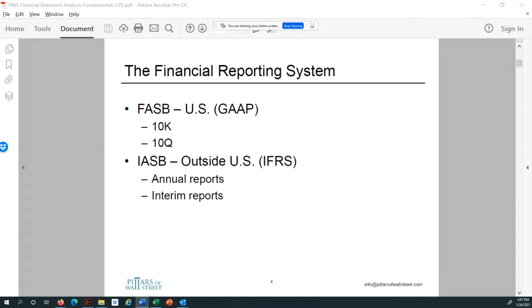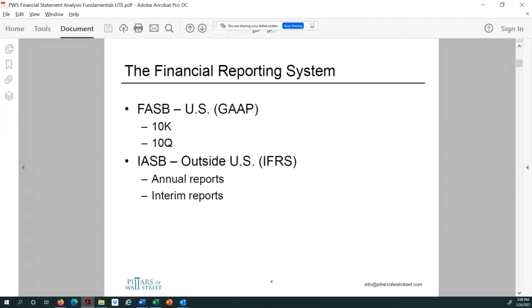Now, internationally, we have something called IASB, right? Similar to FASB, except the I is international. So IASB stands for International Accounting Standards Board, just like FASB is Financial Accounting Standards Board. They basically govern the standards, which are IFRS internationally. What is IFRS? Well, IFRS is International Financial Reporting Standards.